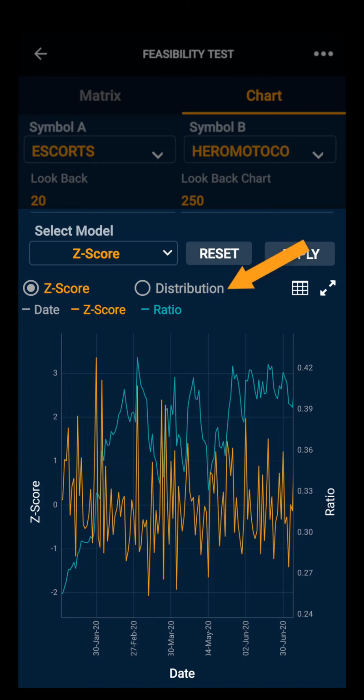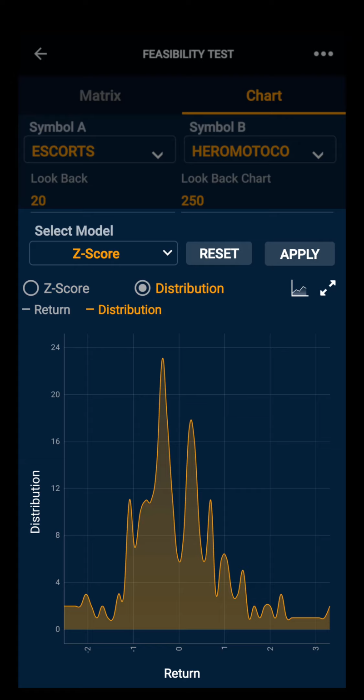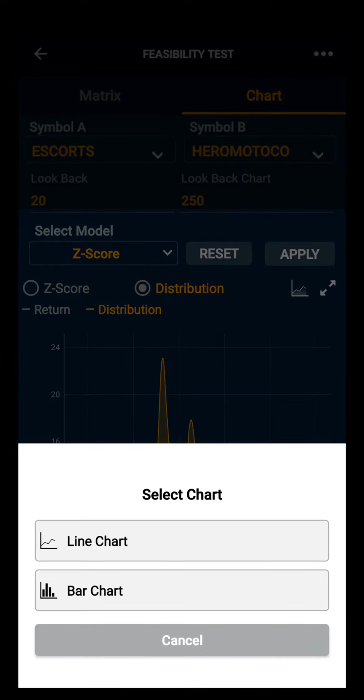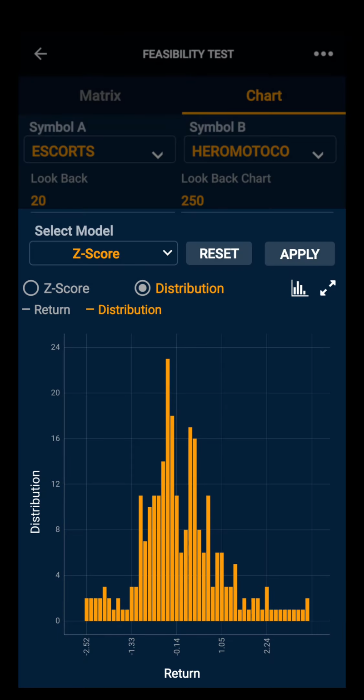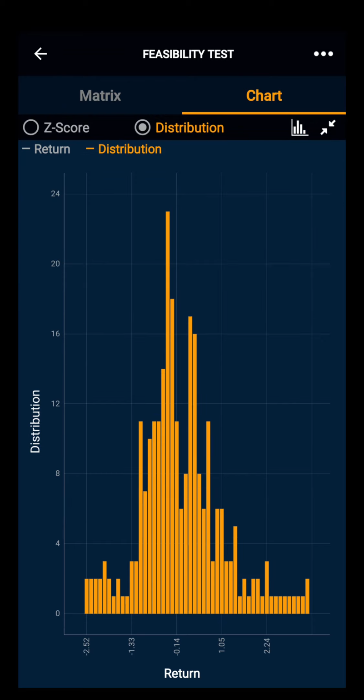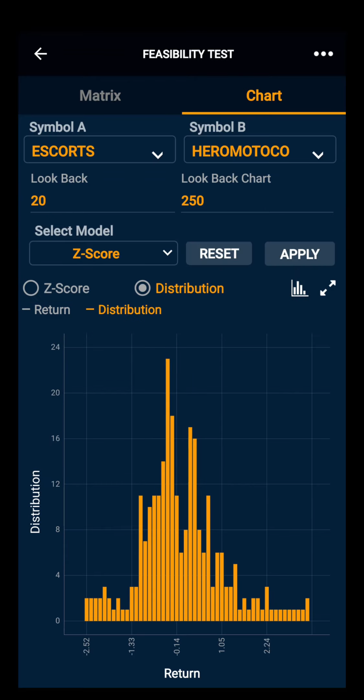Moving towards the distribution. Distribution table tells how the data is distributed. If the data is in the middle, then the data is near to the mean. We can also see the distribution table as a line chart or bar chart. We also have the full view. You can also customize the data as per your requirement. Thank you.